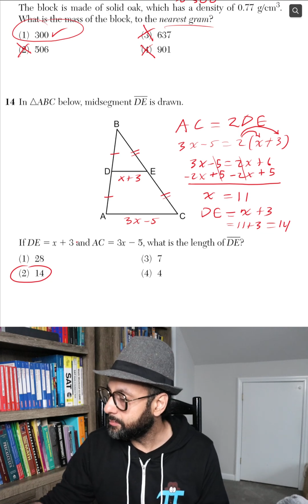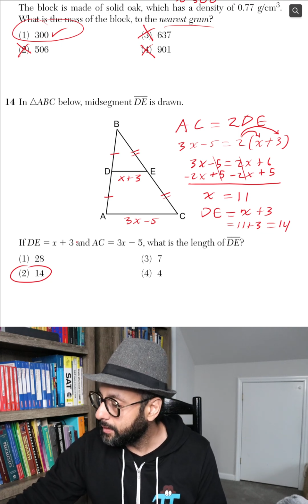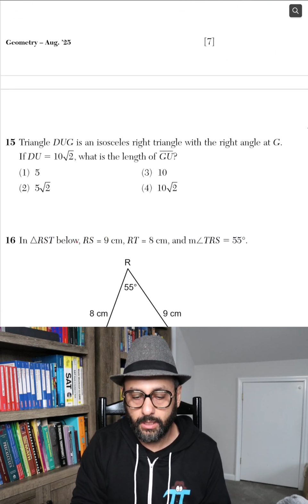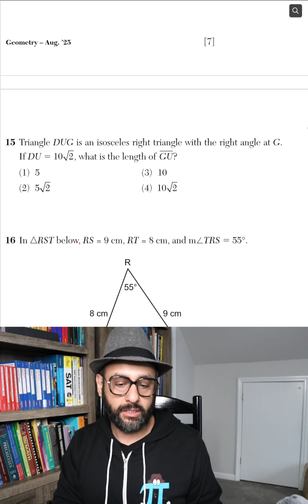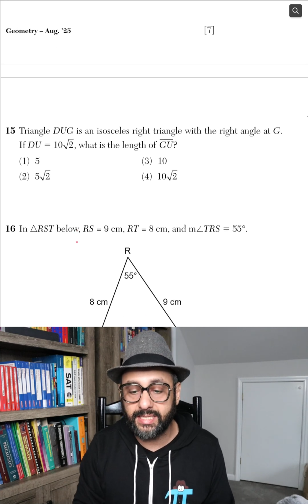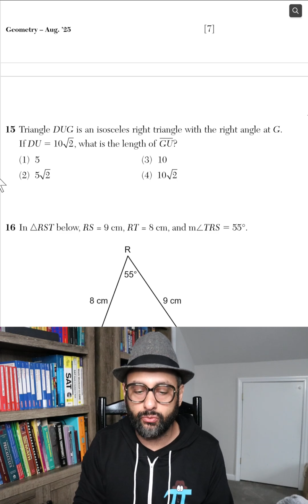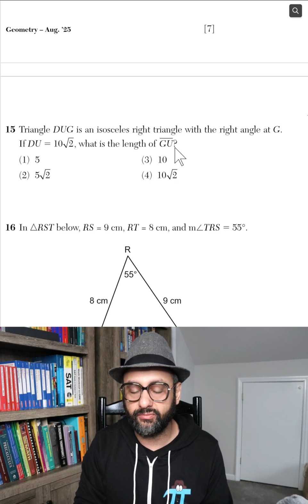Let's mark these right. And let's go on to number 15. Triangle DUG, D-U-G, is an isosceles right triangle. Oh, that's a lot of structure. With the right angle at G. If DU is 10 radical 2, what is the length of GU?